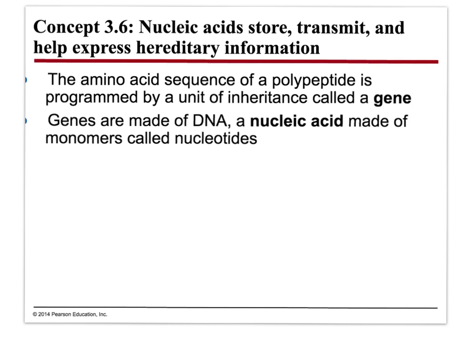All right, so I've been saying that protein structure, the sequence of amino acids, is determined by genes. Genes are units of inheritance. They are sequences of DNA. DNA is a nucleic acid. There are two types of nucleic acids we're going to talk about: deoxyribonucleic acid and ribonucleic acid. Like carbohydrates and proteins, nucleic acids are formed by joining monomers into polymers.